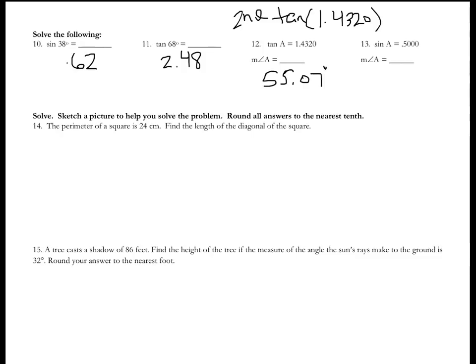Let's try the next one, inverse sine of 0.5. Inverse sine of 0.5, because I'm trying to find an angle measure. So second sine of 0.5, it's going to be a 30-degree angle.